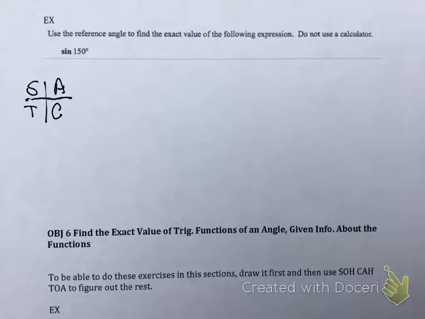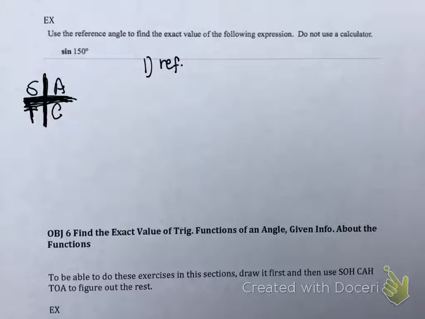In quadrant 1, everybody's positive. In quadrant 2, sine's positive. In quadrant 3, tangent's positive. And then in quadrant 4, cosine is positive. Okay, so let's use the reference angle to find this. Sine of 150. 1, find the reference angle.